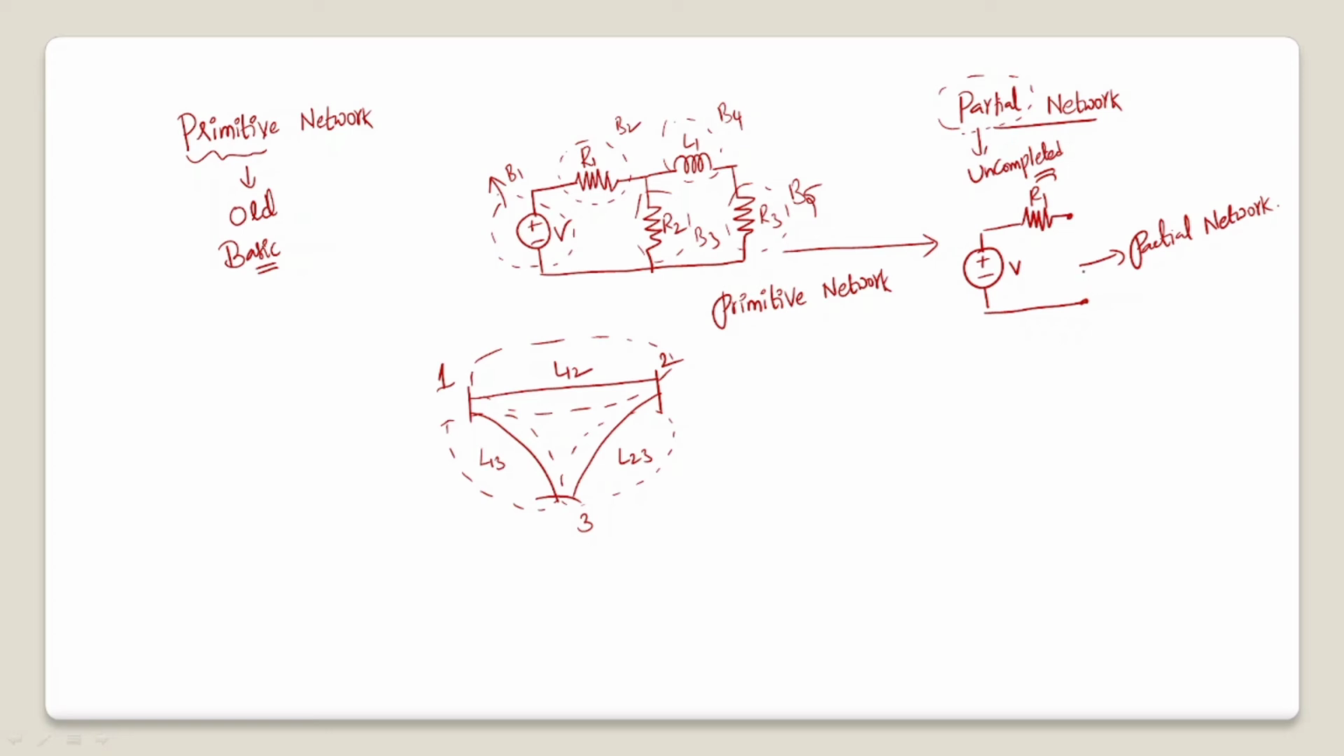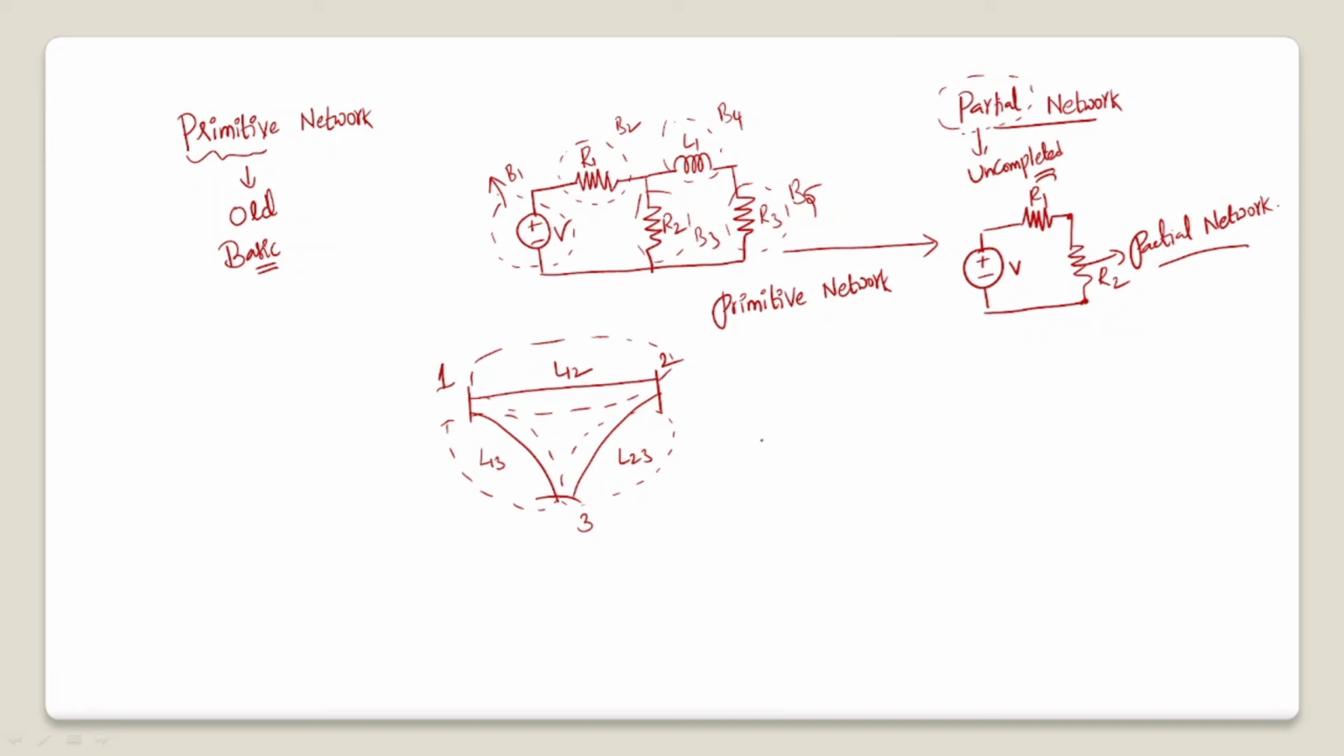We can also consider one more resistor here, R2. Even if you consider this network, this is also a partial network. Like this you can consider L1, and again it can be called a partial network until and unless you consider all the elements including the voltage source.